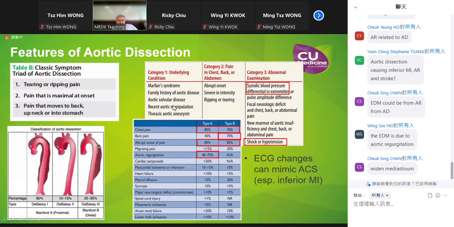Okay, and the classic is tearing chest pain from front to back. This is not that common. A lot of people have chest pain, back pain, more likely in type B rather than type A. You might not get that in type A. Usually it's a quite acute onset, and if you have aortic regurgitation, it's more like type A. So all these things can happen. It depends where you dissect. You go down or up, or up the neck or down the arm or whatever.